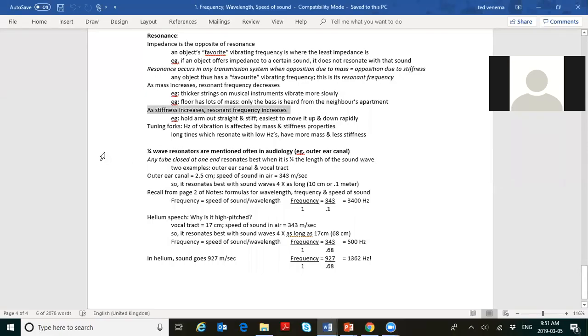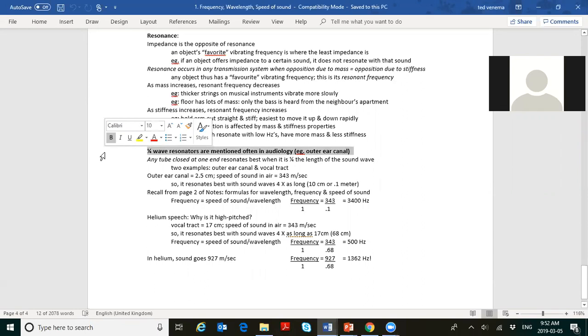Now these are also often mentioned in our field. You've got two of them. One's the outer ear canal, and the other one is your mouth. Okay, speech. In your outer ear canal, it's 1 inch long or 2.5 centimeters long. And it's closed at one end and open at the other. So memorize this fact too.